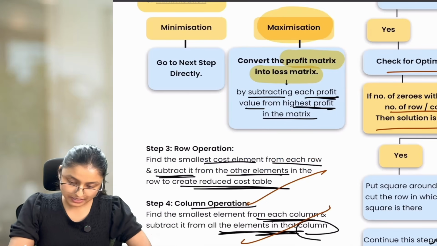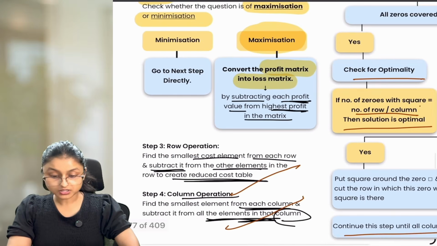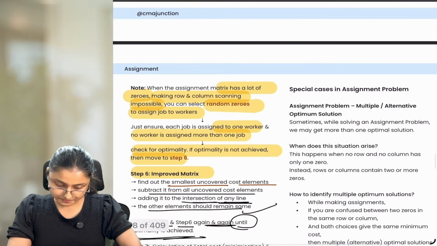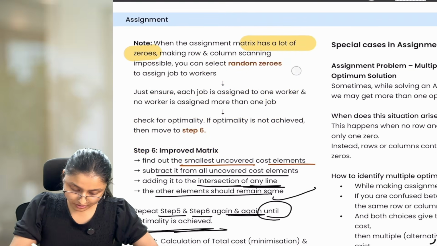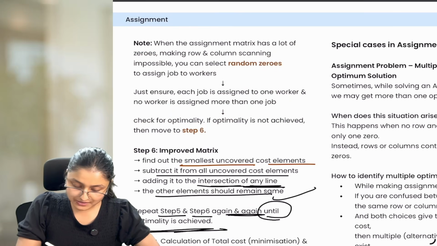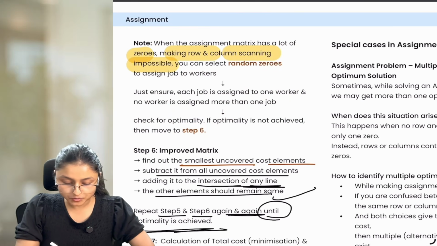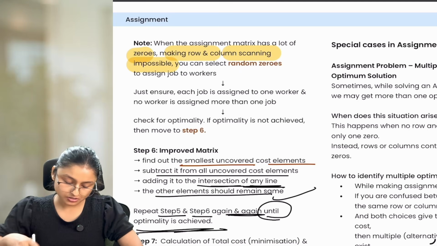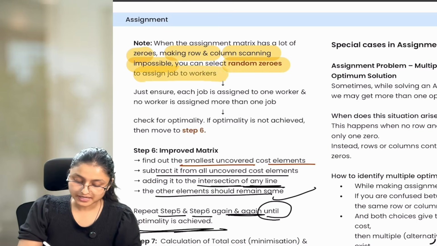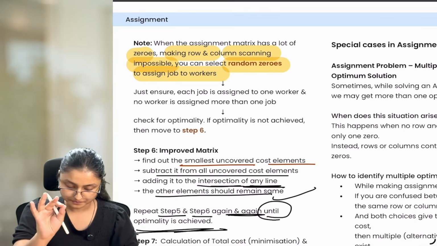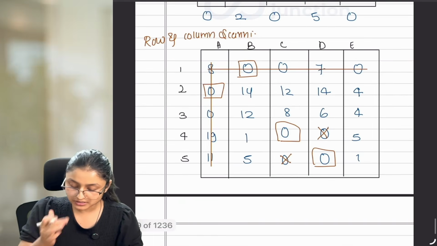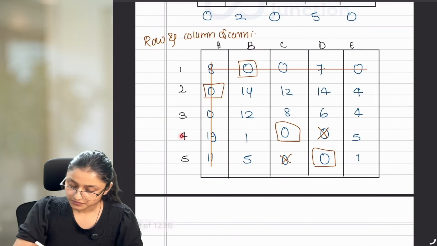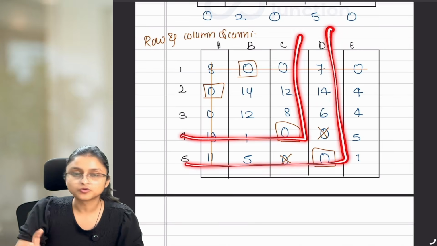So for understanding this, I want you to open your summary book or concept book. In this concept book, in the note, we have already written here that when the assignment matrix has a lot of zeros, making row and column scanning impossible, as happened in our current question, you can select random zeros to assign jobs to workers. That is what we have done. Just ensure each job is assigned to one worker and no worker is assigned more than one job. And if you notice in our question also, we have assigned one worker one job only, not more than that. Okay?